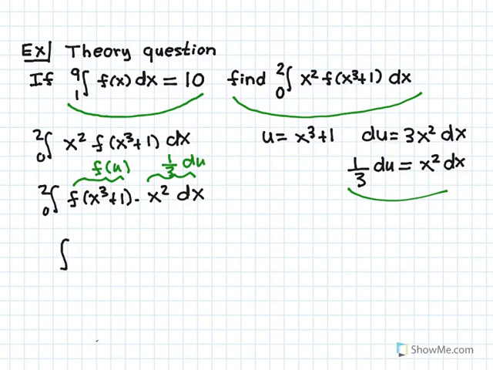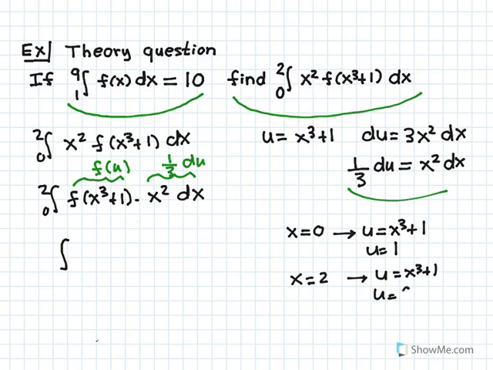The limits have been transformed. Actually, let's transform them. So we have x equals 0. Plug that into u is equal to x cubed plus 1, so we get u is equal to 0 cubed plus 1, which is 1. And x is equal to 2, that's the upper limit. Plug that into the expression for u equals x cubed plus 1, and we get u is equal to 2 cubed, which is 8, plus 1, that's 9. So we transform the limits, we now have u limits, u equals 1 and u equals 9. Before we had x limits, x equals 0 and x equals 2.